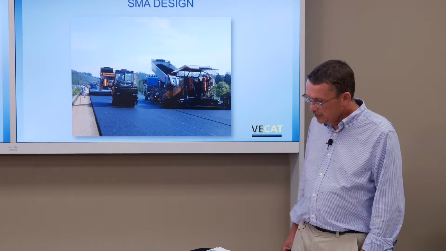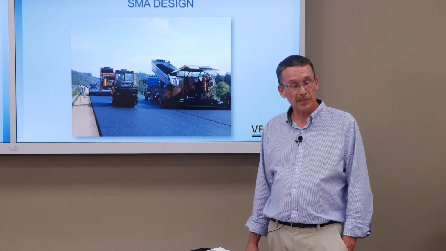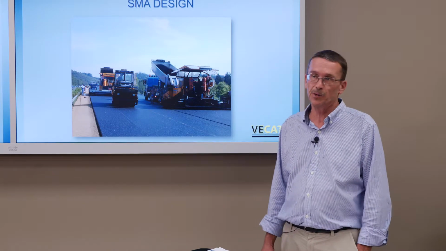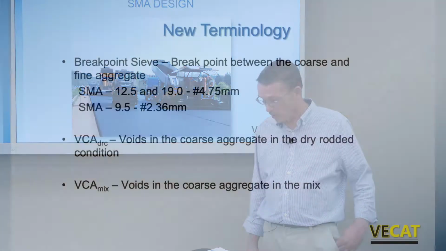So in Virginia, SMA is typically placed on interstates, other primaries with heavy traffic loads and or a lot of truck traffic.